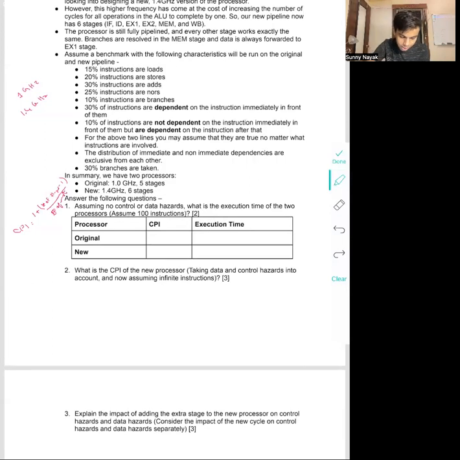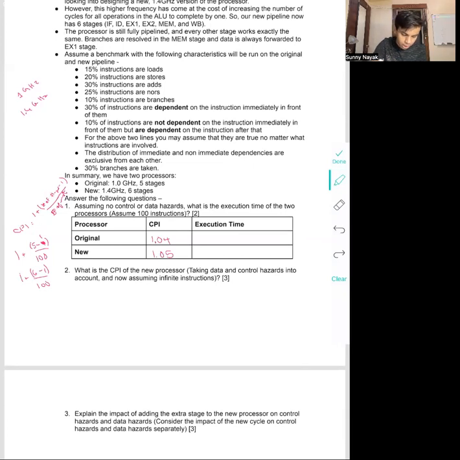In the case of the original 5-stage processor, my CPI is going to be 1 plus 5 minus 1 over how many instructions are being executed, which is 100 instructions. So my CPI is going to be 1.04. For our new processor, I'm going to have 6 stages, so 6 minus 1 divided by 100. This is going to give me 1.05. And so the execution time is going to be the CPI times the clock period.